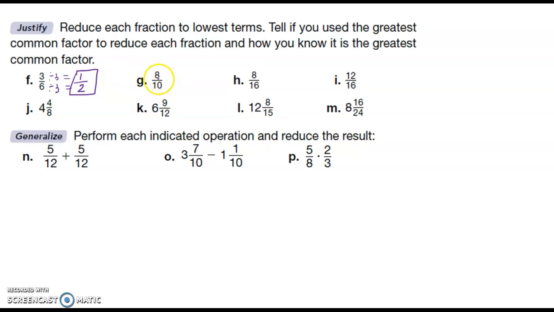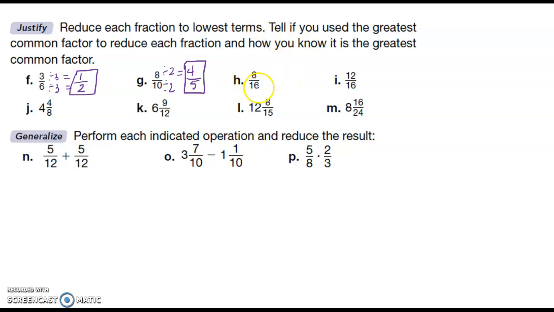Okay. Here, I'm going to try 2. They're both even, and this is one of the reasons why we did the divisibility rules, so you'll know what you can divide both the numerator and the denominator by. So let's divide that by 2. Divide that by 2. So 8 divided by 2 is 4. 10 divided by 2 is 5. That's as far as that's going to go.